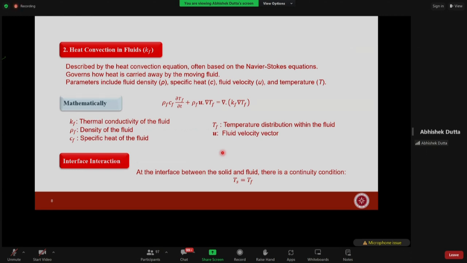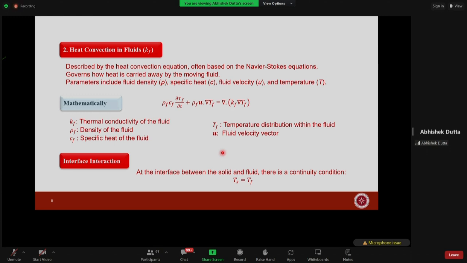The heat convection, as you know, or you may not know, is based on the very useful Navier-Stokes equations. Navier-Stokes are the flow equations; since flow carries energy, and heat is also a sort of energy, I've already explained this a couple of minutes ago. The heat convection in fluid is described by the heat convection equation, which involves the Navier-Stokes equation. This heat convection is the way the heat is being carried by the moving fluid.